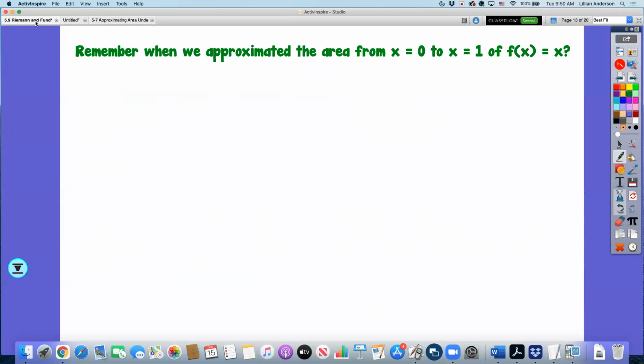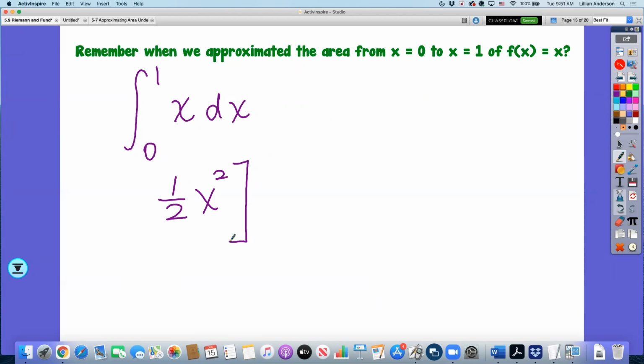We can use the fundamental theorem of calculus now to find the exact area from 0 to 1 of the function. All I have to do is take the antiderivative, plug in the top bound, plug in the bottom bound, and subtract them. What's the antiderivative of x? 1/2 x squared. Remember, no plus c when it's the definite integral. That's the one with the bounds. I'm going to evaluate it from 0 to 1, but I plug in the top bound first. Then I subtract it from when I plug in the bottom bound.